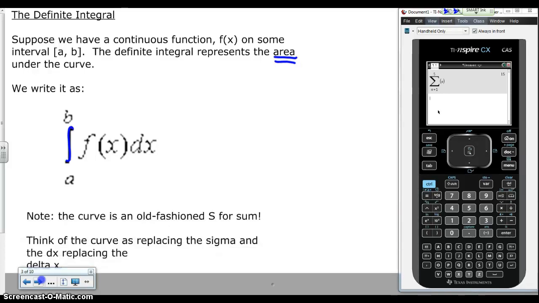And you can think of the curve as replacing the sigma. So normally this would have been a sigma. You would have had the function. And the dx is like the delta x, okay? So a is the beginning point, b is the end point. So just like in a summation, you write them above and below the sigma, this time you're writing them above and below the integral symbol. f of x is the function, and now we're calling it dx instead of delta x, but same idea.